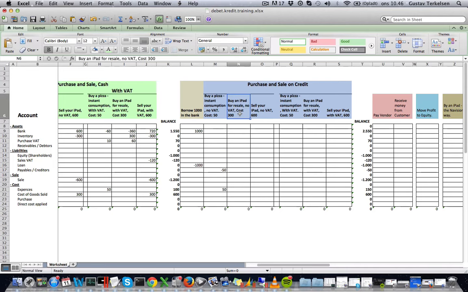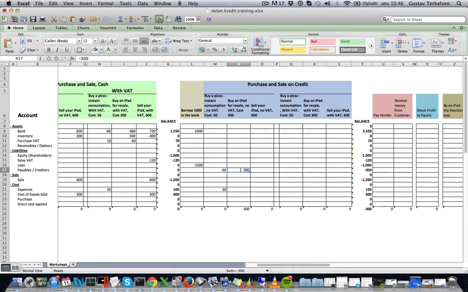So the next transaction here is where we buy an iPad for resale. There's not going to be any VAT, and it will cost us $300. So if we were to buy it by cash, which we are not because we're buying it on credit, we would take the money from our bank account. But we are not taking any money from our bank account in this transaction. Instead, we indicate that we owe our iPad vendor $300, or the company owes him $300.